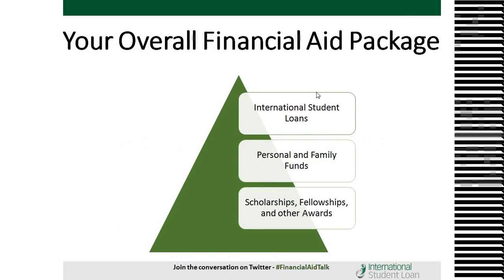Remember, international student loans are a great way to help cover your educational fees. Be sure to first maximize the money you don't have to pay back, such as scholarships, fellowships, and other awards. Then you can cover the rest of those costs with your own savings or help from family members, such as your parents or distant relatives. If there's still a gap after both of these categories, then you can apply for international student loans to cover the rest.